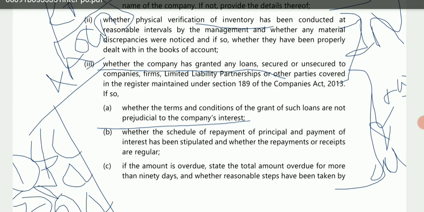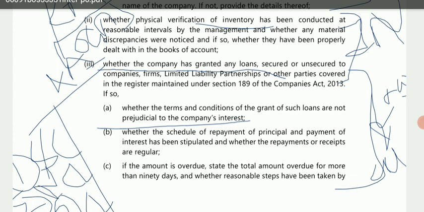Now, whether the schedule of repayment of principal and payment of interest has been stipulated and whether the repayments or receipts are regular. Now, to all those parties to which the company has given a certain amount of loan, the company is also receiving properly as per the terms and conditions, as per the decided schedule. The company is also receiving the repayment. So this also you have to mention, that whether a proper schedule has been maintained and whether the company is regular in receiving the repayments.